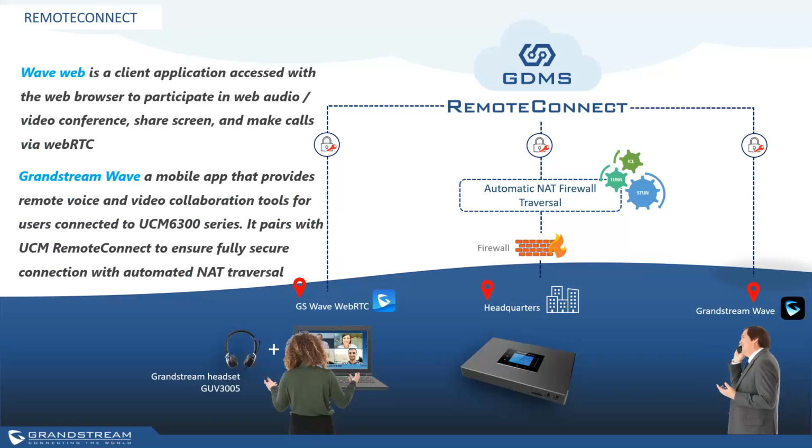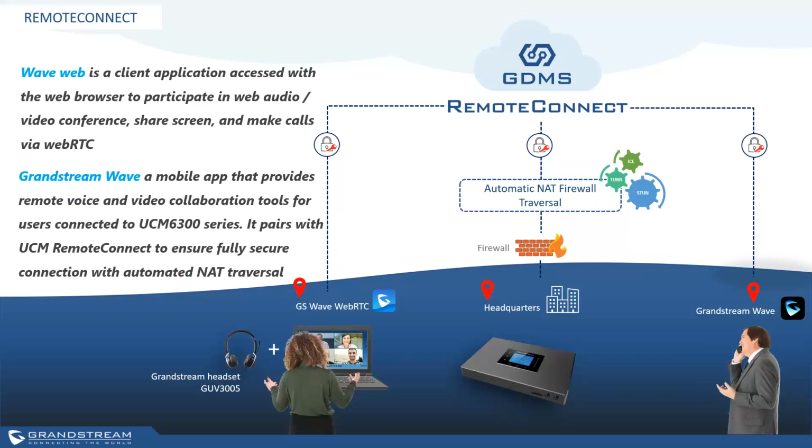So with the Grandstream Wave and RemoteConnect, you don't need to make those changes on the firewall because the Grandstream Wave will talk to the GDMS, and GDMS is going to use the RemoteConnect service to send that information or to talk to the UCM. So when you pair the UCM with GDMS, you basically create a secure connection between the UCM and GDMS, and all the traffic, the endpoint like remote users, they talk to GDMS, and then GDMS sends the traffic to the UCM through that secure connection.